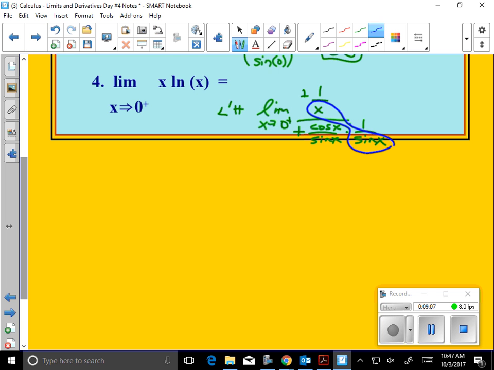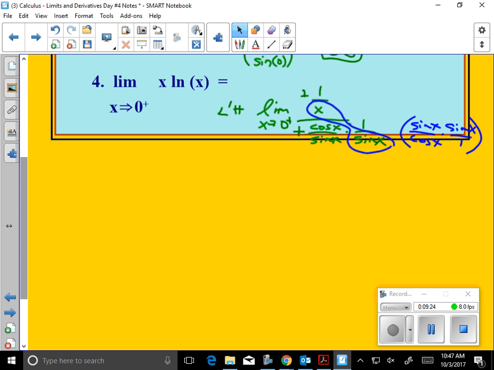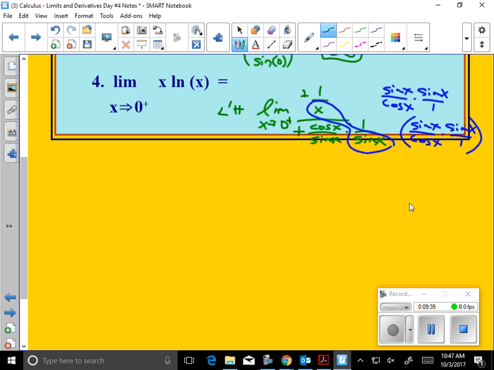Are you with me? Or I could go ahead and multiply everything by the reciprocal of the denominator. Instead of dividing by this, I could multiply by its reciprocal. So that'd be sine x over cosine x times sine x over 1. And as I duplicate that in the numerator, the denominator disappears. I get this in the numerator. I see sine of x over x. Well, that's going to go to 1. And what is this thing? Tangent.